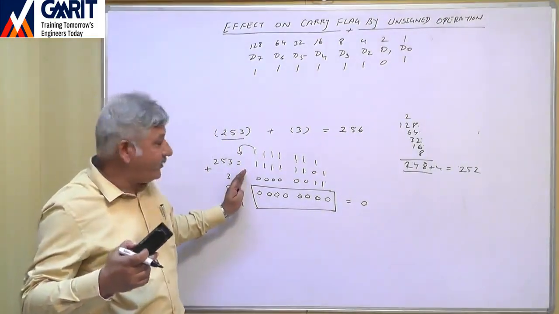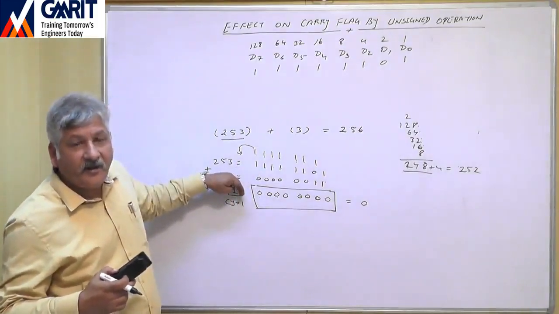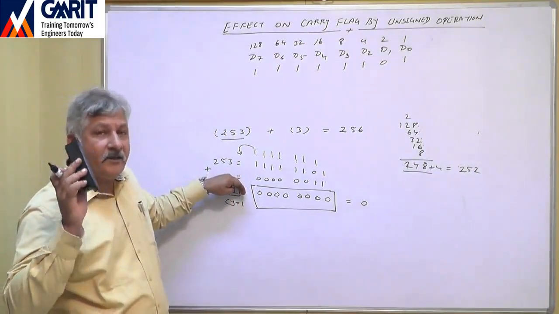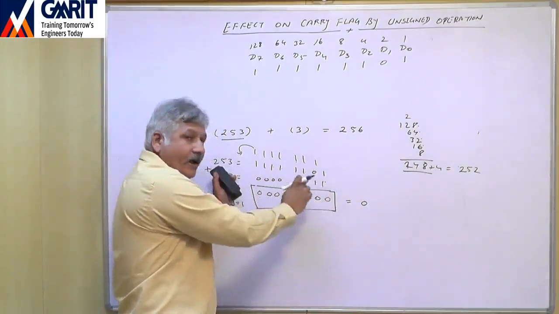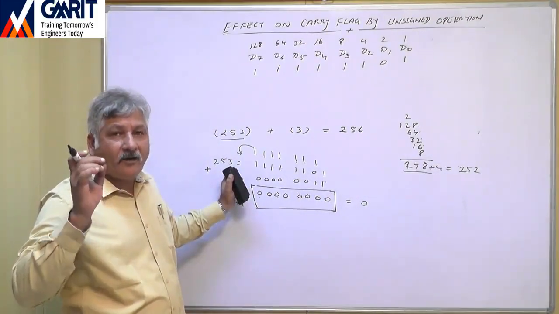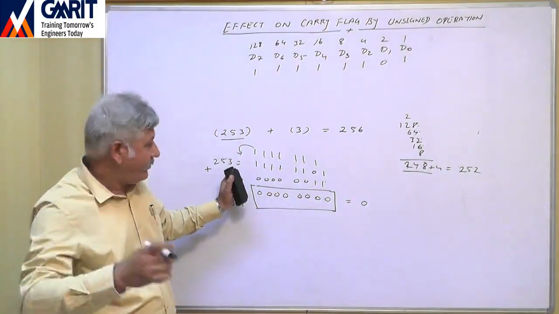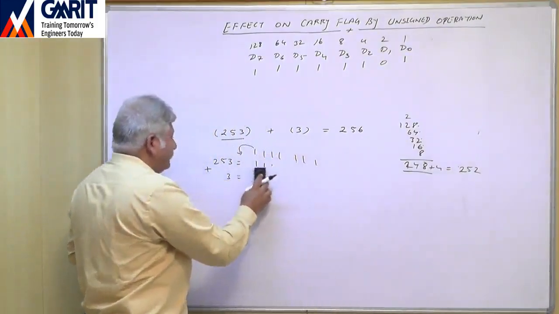How do we conclude whether the result is correct or not? We just check the carry flag. If the carry flag is 1, this indicates that whatever 8 bits are there after the addition are not correct; that is not exactly the result. Right? So we will take another example.